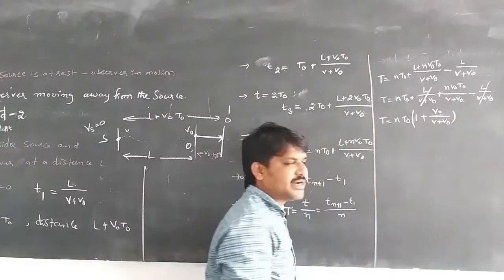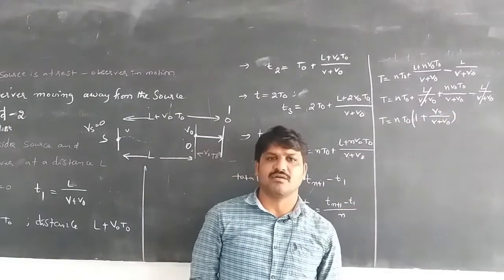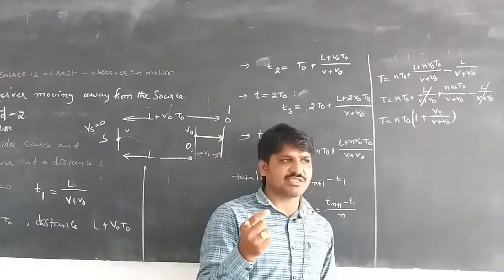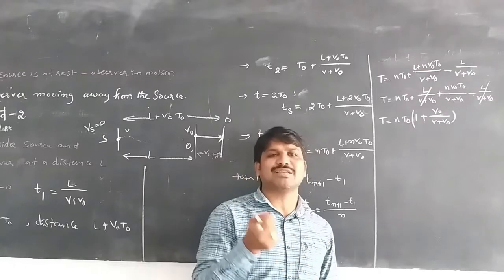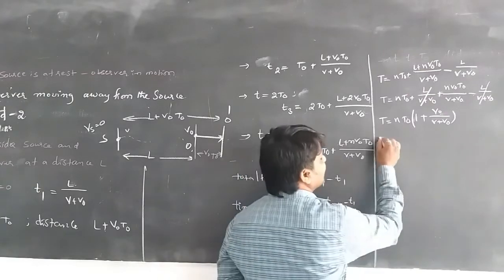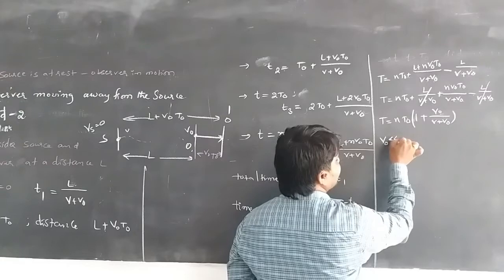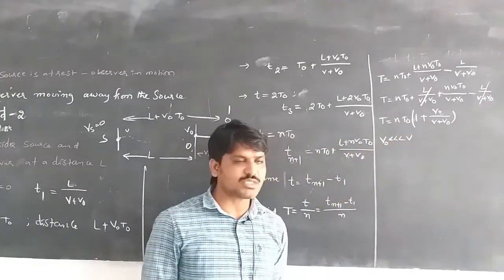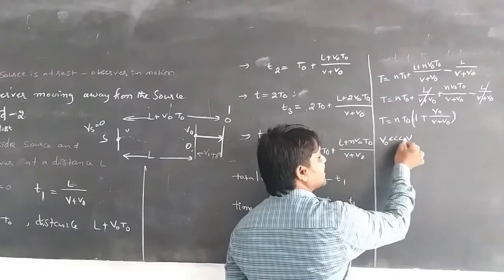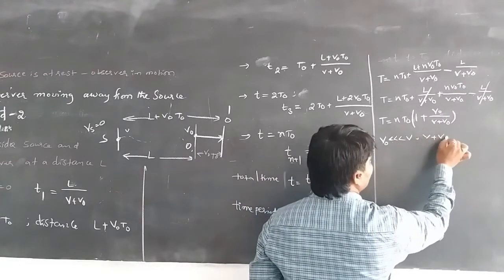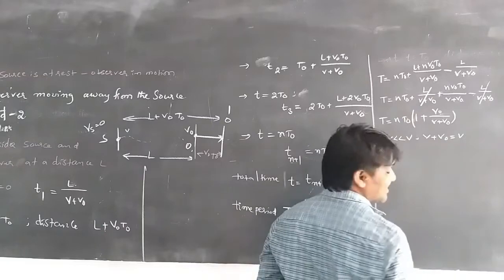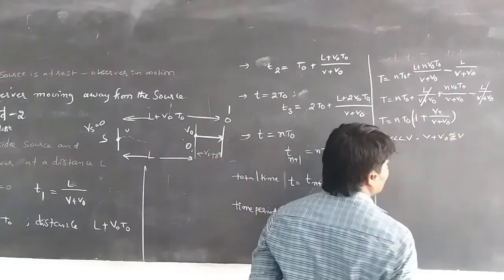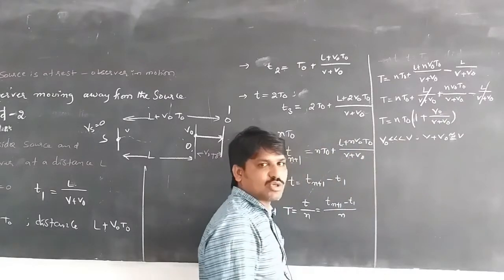If we compare the observer's velocity with the velocity of sound, the observer velocity is very small and can be negligible. So V naught is very much less than V. So V plus V naught is approximately equal to V.